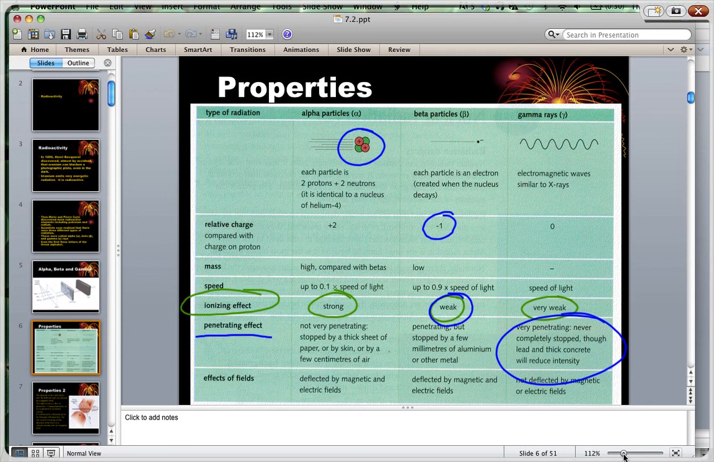All right, yes. No. Data booklet, yes. I'll give you a new one.